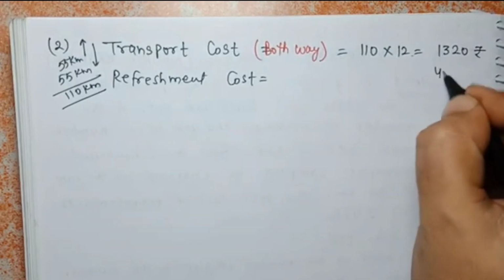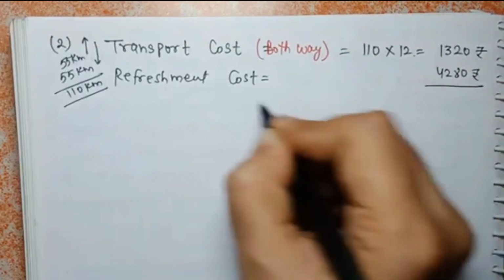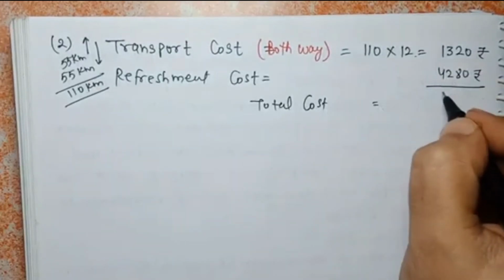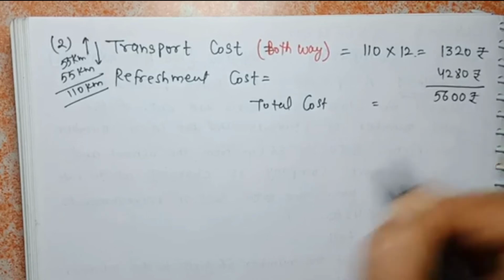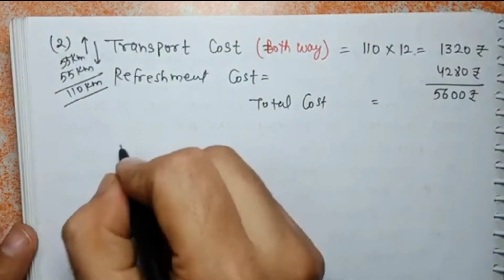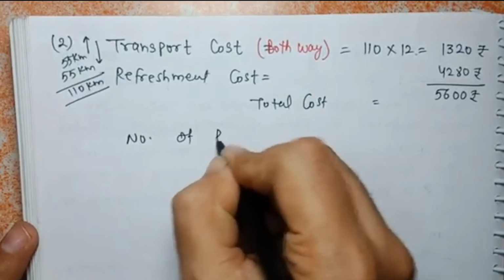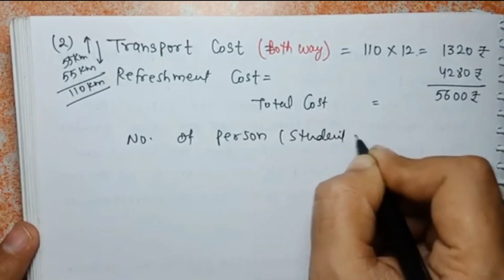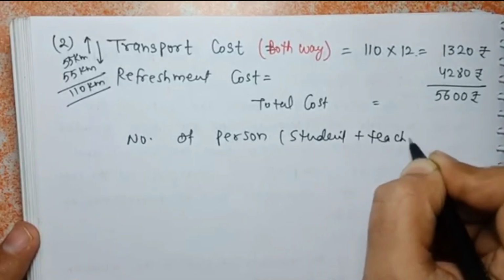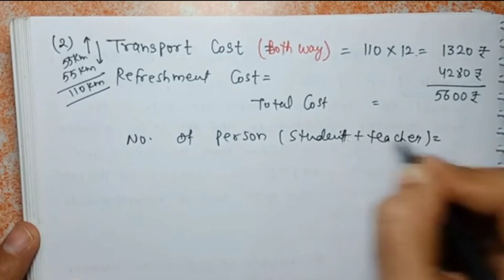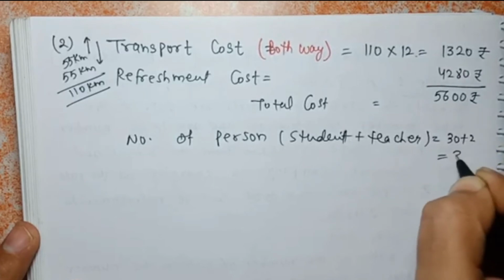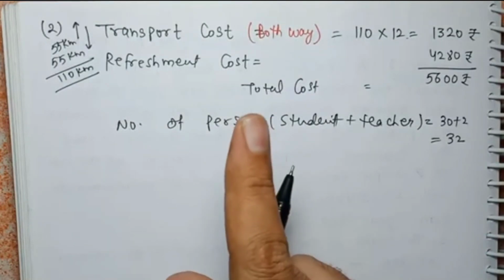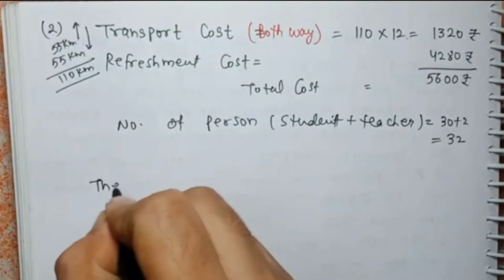Now the refreshment cost, we know, is 4280 rupees. Now when we add the total cost, we are getting 5600 rupees. This is the total cost. For the number of persons, we have to add students and teachers also. Now 30 plus 2, 32. 30 students plus 2 teachers. When we add, we get 32 persons.